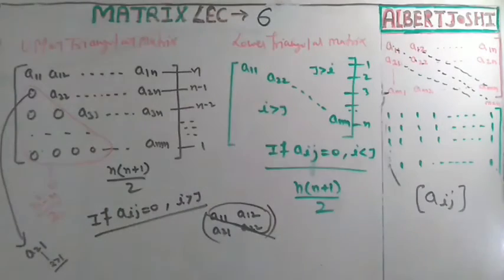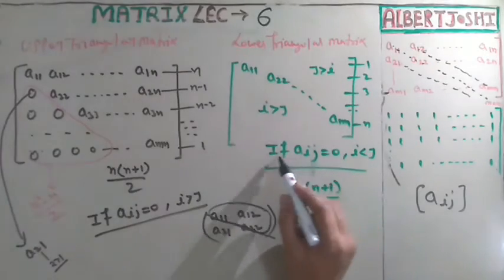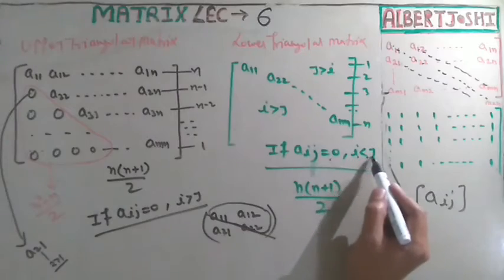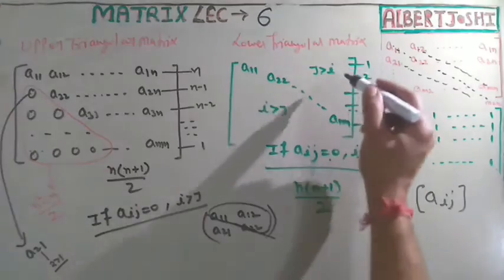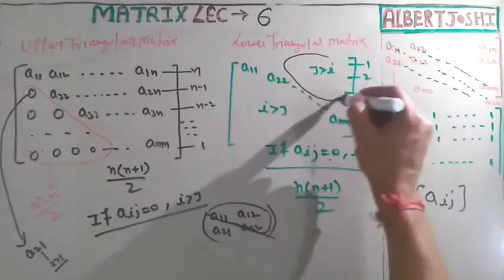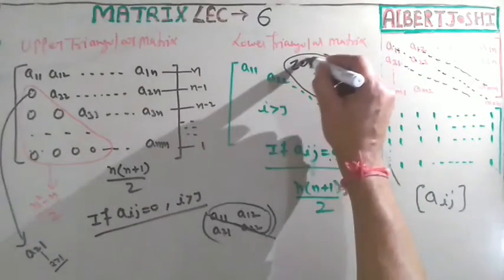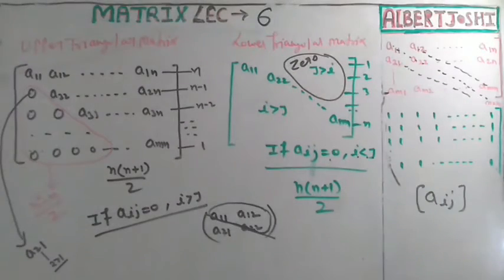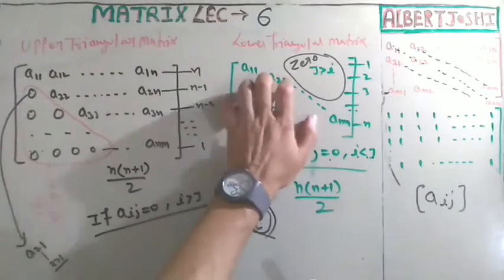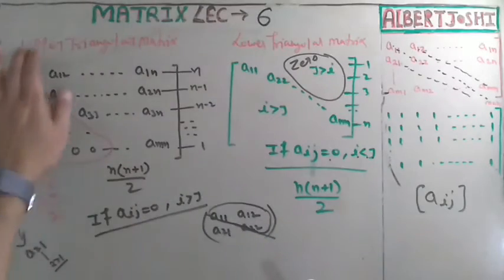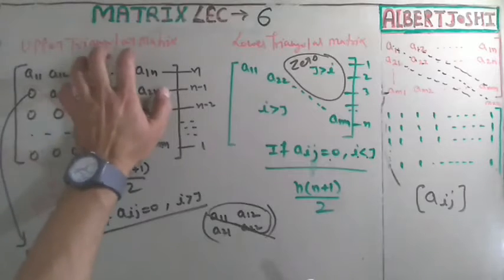And what about the lower triangular matrix? In the lower triangular matrix, Aij is equal to 0 if i is less than j. It means that i less than j is the upper part, and it will be 0. This will be 0, and here this will be 0. Lower triangular matrix means the lower elements will be non-zero, and upper triangular means the upper elements will be non-zero.